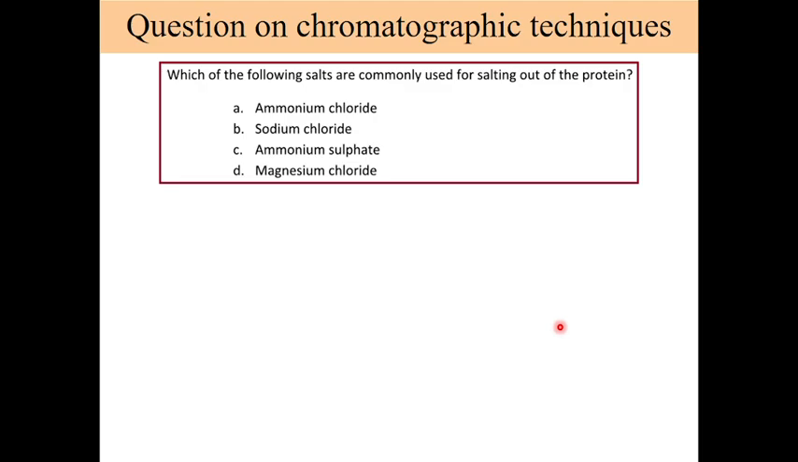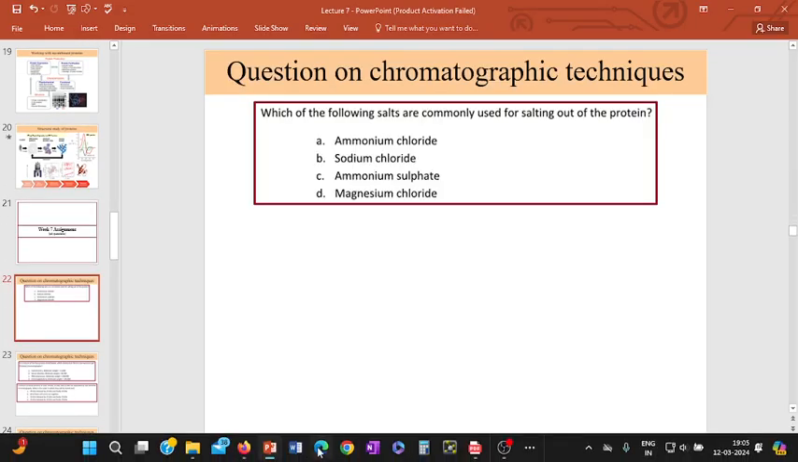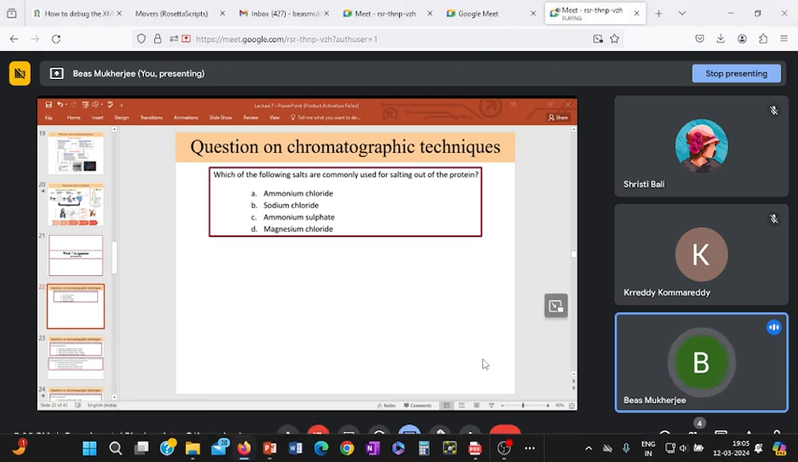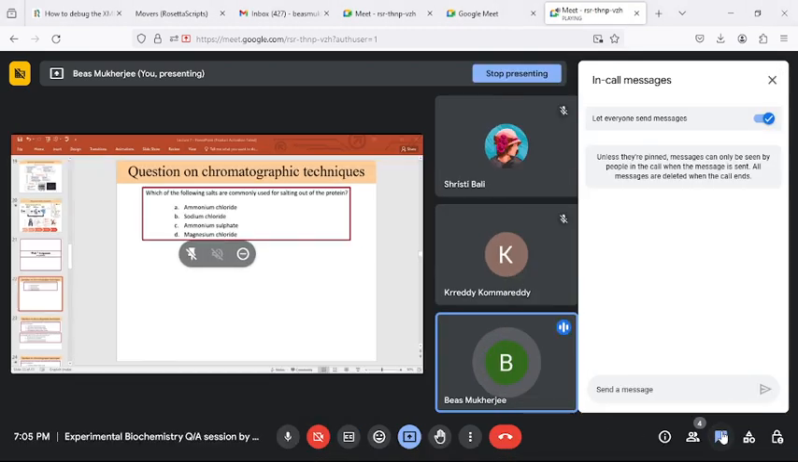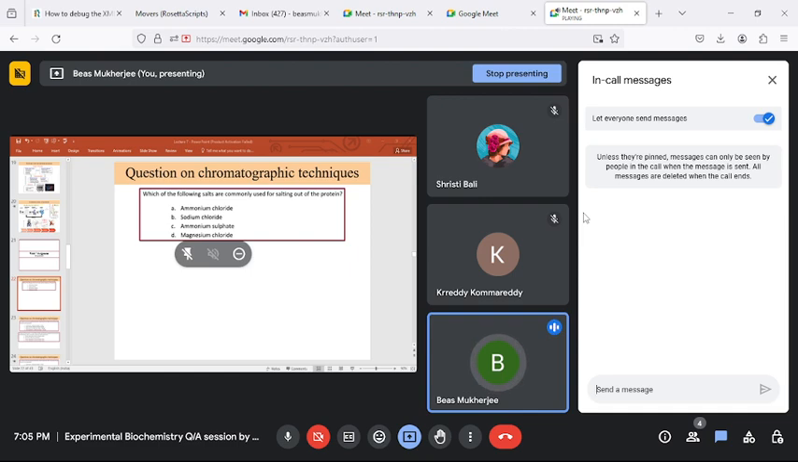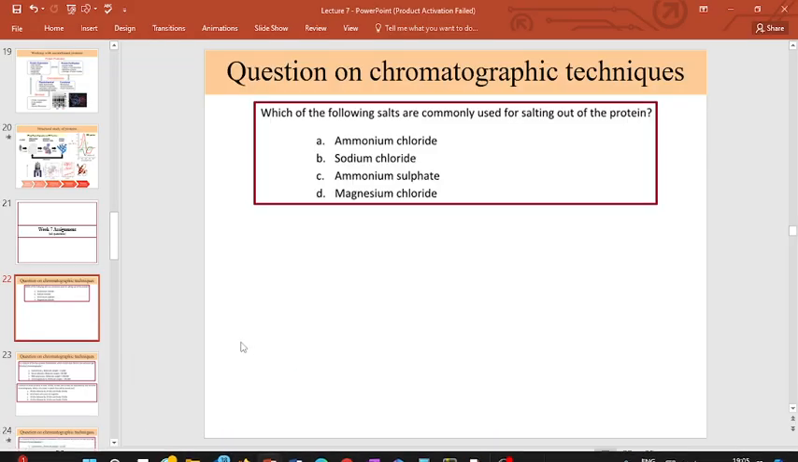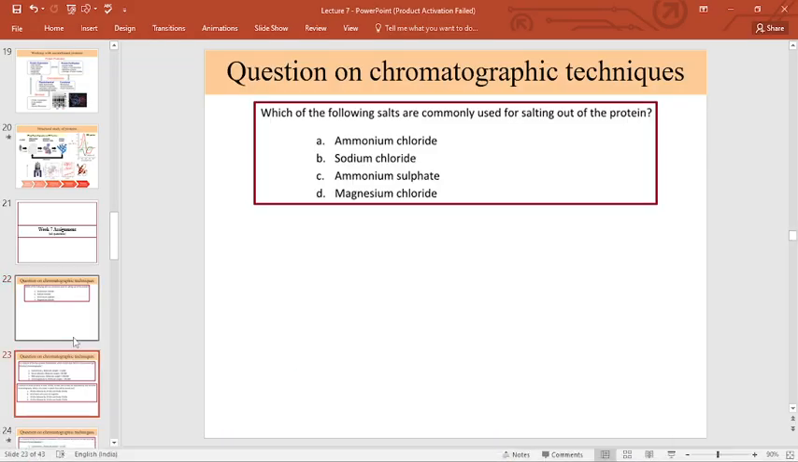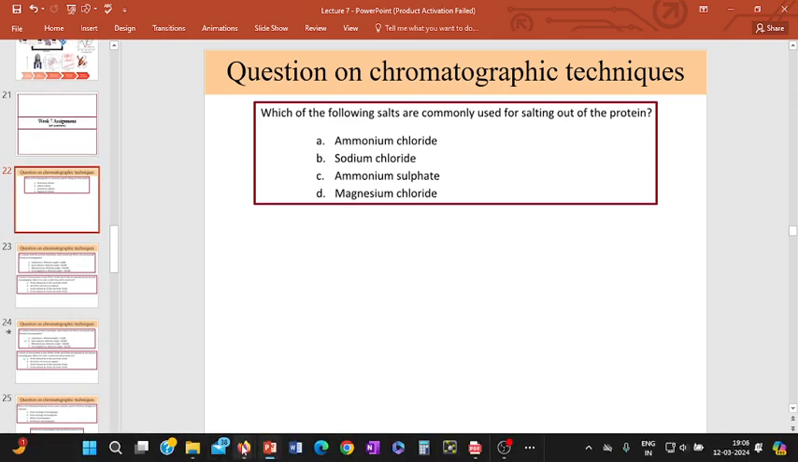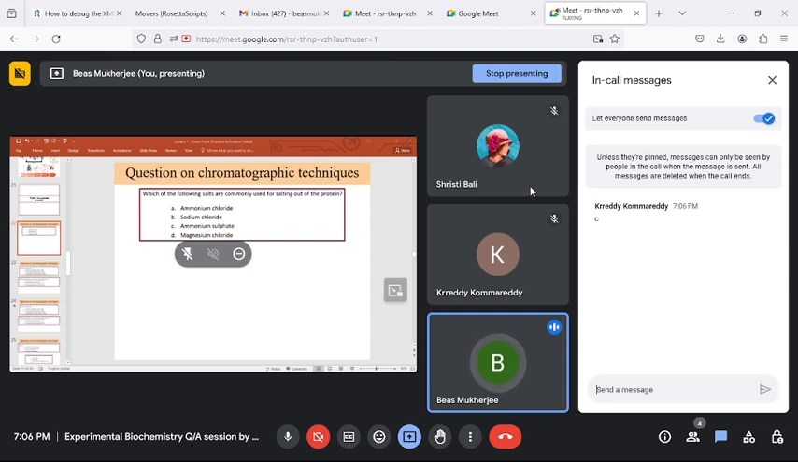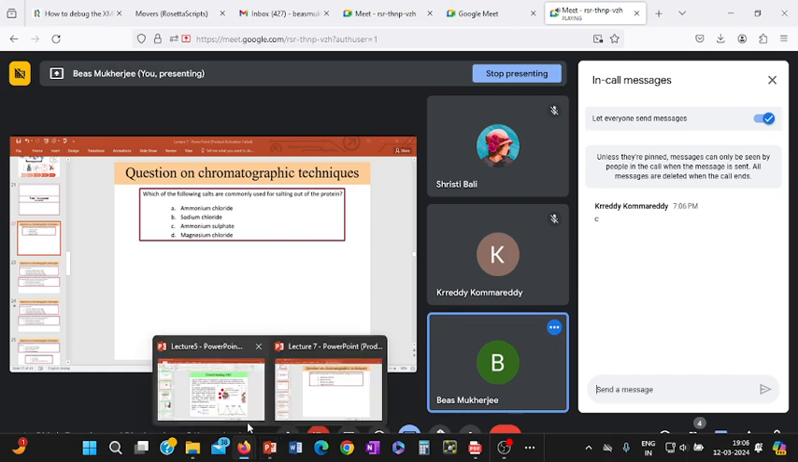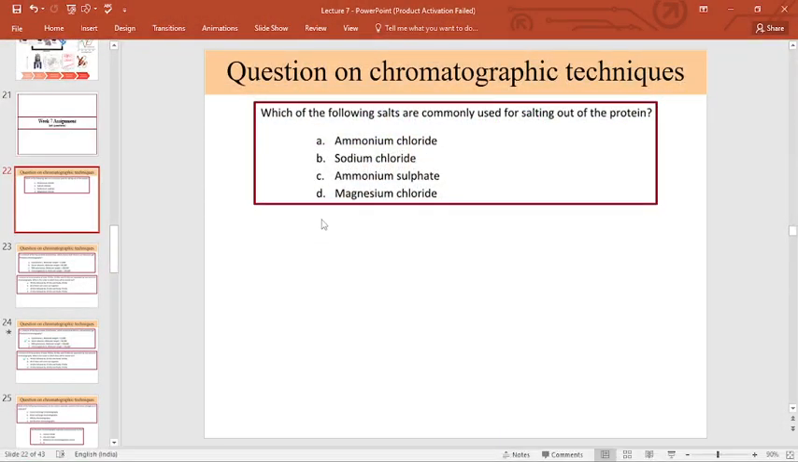Fine. So now we will go into the assignments. Okay, so you try solving and you tell me in the chat box. If I get disconnected I will rejoin, otherwise I will look at the chat box. First question is this: which of the salts? Okay, so you are saying it is C. Okay, ammonium sulfate, right?